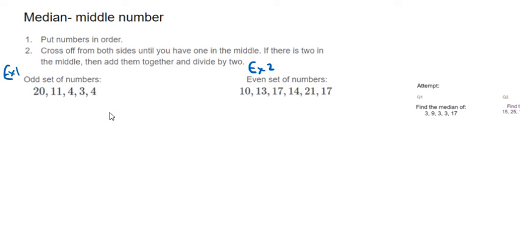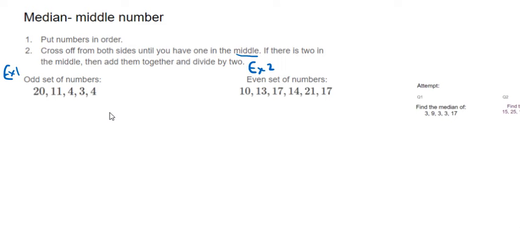So the median is another type of average that you need to understand how it works and how to calculate. Number one, you put the numbers in order. Number two, you cross off from both sides until you have one in the middle. And middle is the important word here with median. If there are two in the middle, then you add them together and divide by 2. We'll see that in example 2. So median is basically the middle number.